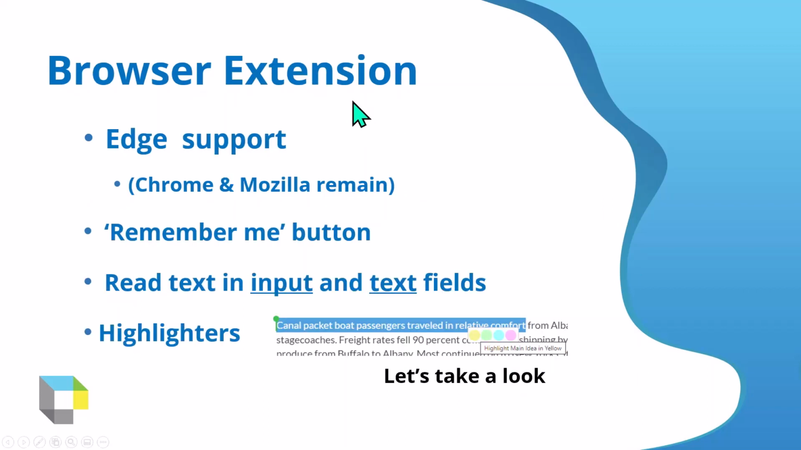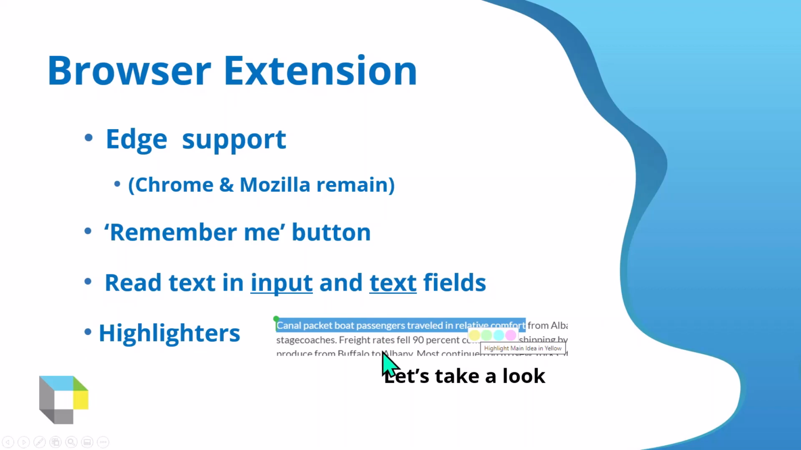The final section is the browser extension. In 2022, we added support for Edge browser. It is still available in Chrome and Mozilla. We've added a Remember Me button to keep the login smooth and fast. The browser extension can now also read text in input and in text fields. And highlighters have been added to the browser extension and can pull stuff from the web into Kurzweil.